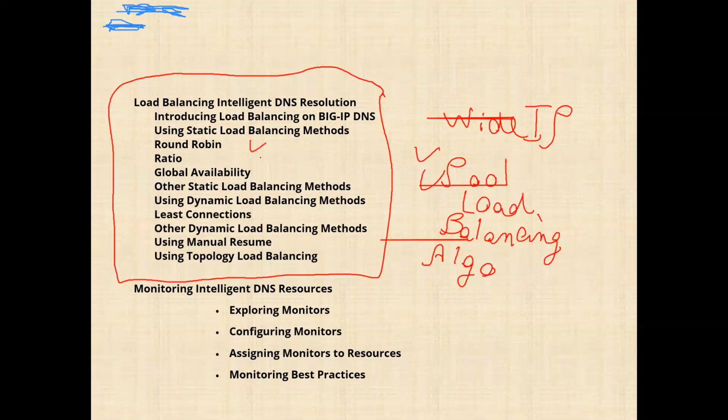So we will cover round robin, ratio, global availability, static, dynamic, least connections, and further on we will go on to topology based, which is very important whenever you are sitting in the US, you want to resolve it locally on the US data center.